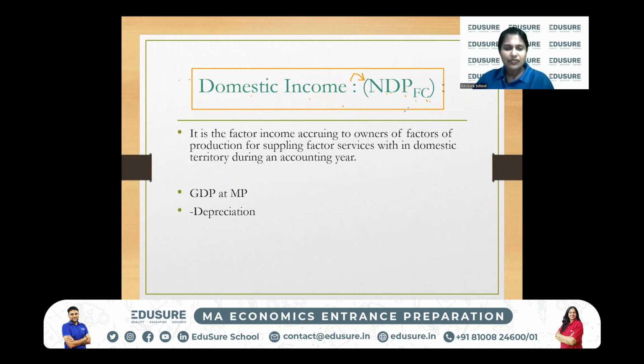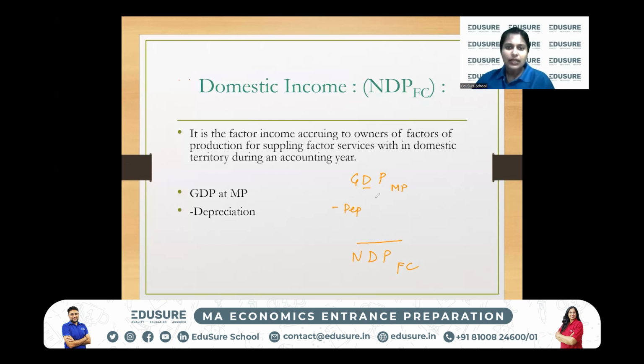How do you get to NDP at FC? Well, if you have, let's say, GDP at MP, how do you get GDP at MP? Our methods of calculating national income. Two of them give you GDP at MP. One of them gives you NDP at FC. Okay, so let's say you have GDP at MP. So GDP at MP. What do you want? You want NDP at FC. So to go from G to N we will minus depreciation. D and D are the same, P and P are the same. MP and FC. Now what was the difference between MP and FC? Of taxes. So let's see.